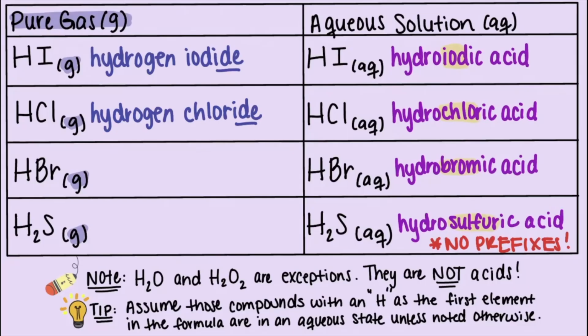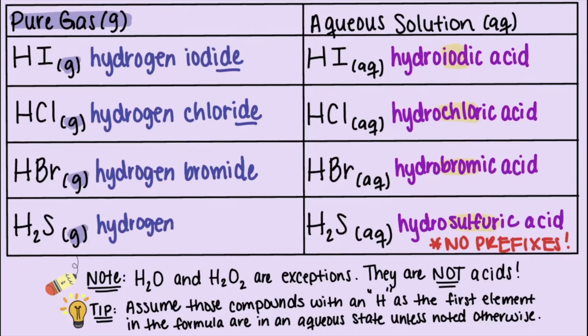What about HBr? The same: hydrogen, bromine becomes bromide. What about H2S? Hydrogen, then sulfur, the ending drops, so now you get sulfide. And again, no prefixes here, so it's not dihydrogen monosulfide. No. It's just hydrogen sulfide.